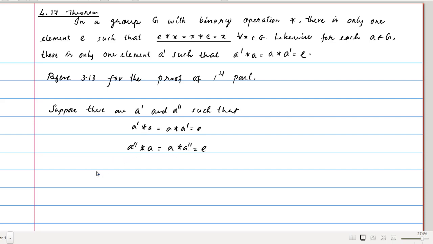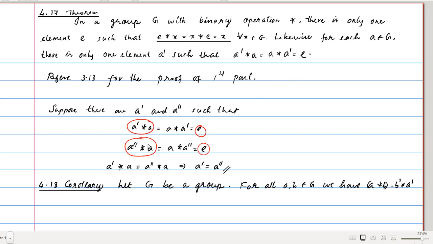Suppose there exist two such members of G, and we can say that from these two equations, A prime star A is equal to E, and A double prime star A is also E. So you can write A prime star A is the same as A double prime star A. So this implies, from the right cancellation law, that A prime is equal to A double prime, which shows that the inverse of each element A is unique.